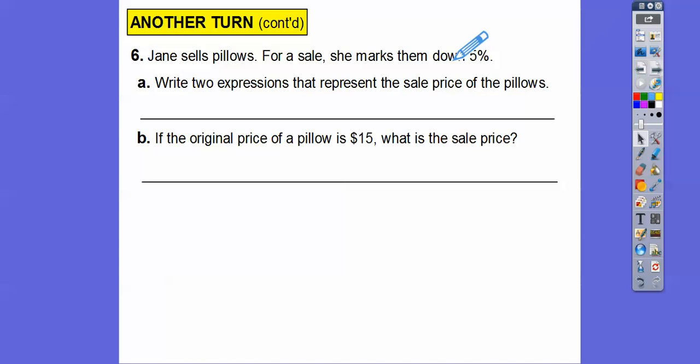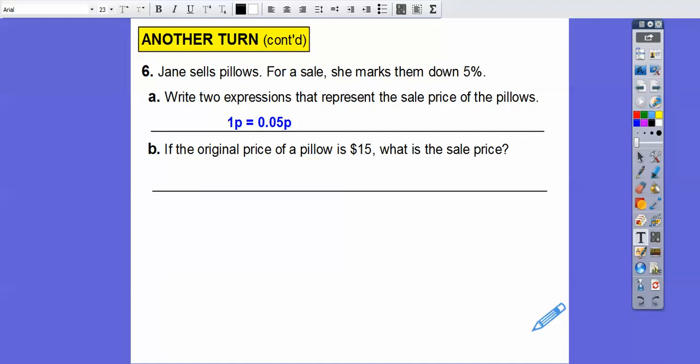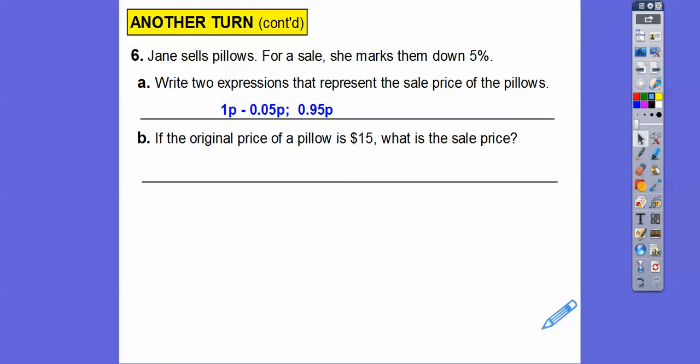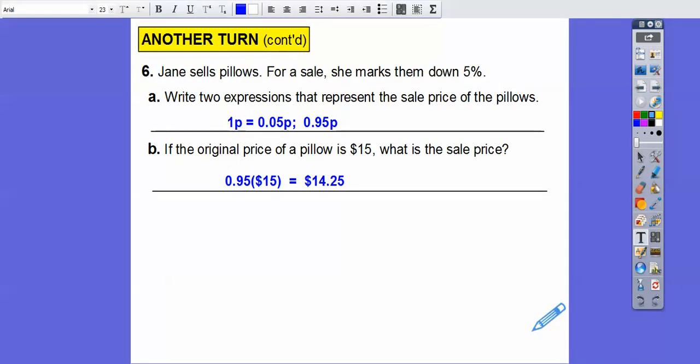One of them would be 1 minus, oops, that should be a minus sign right there, 1 minus 0.05p, for pillows. And the other one is 1 minus 0.05, which is 0.95, okay? All right. If the original price of a pillow is $15, what's the sale price? Okay, so I'm going to plug in 15 right here. So 0.95 times 15 is going to get me $14.25 as the sale price.